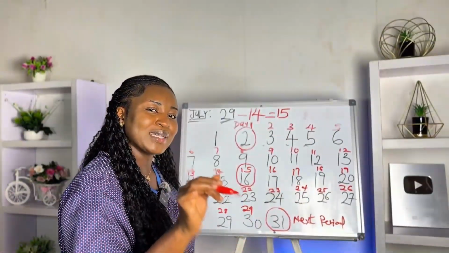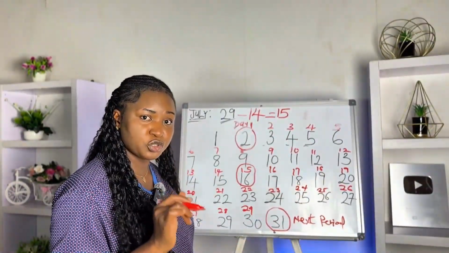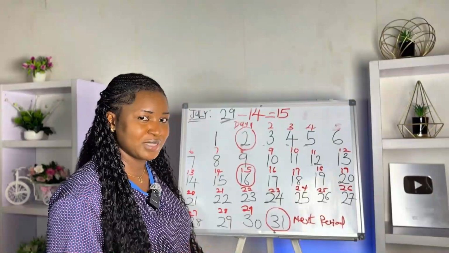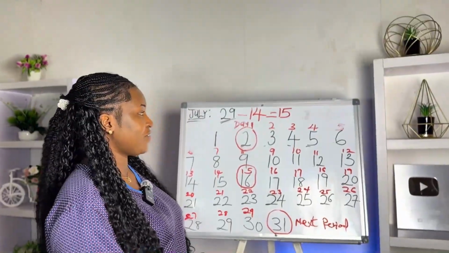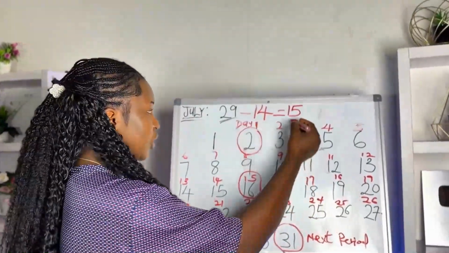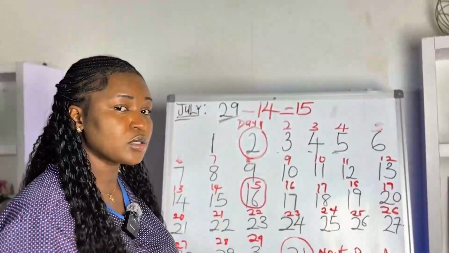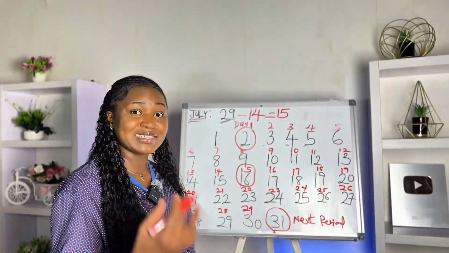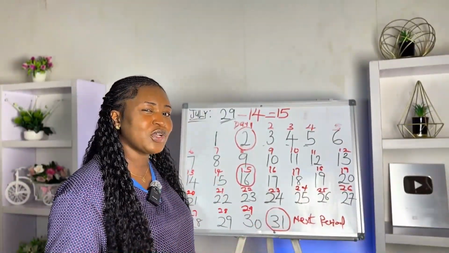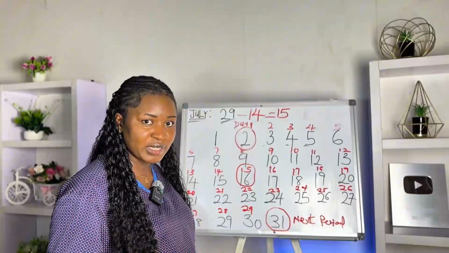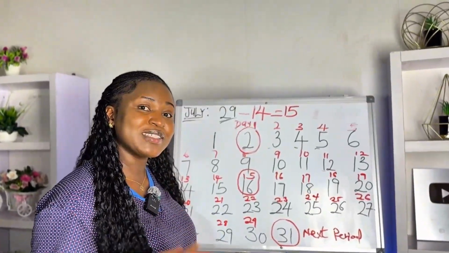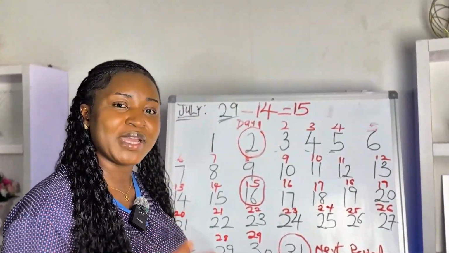Now, this is one part I need you to pay close attention to. Ovulation day is not always precise. You can't just say, now I have calculated and I know I'm going to ovulate on the 15th, and you dwell on that. No, this calculation just gives you an estimated day of ovulation. It gives you an idea of when you're going to ovulate. So it's not always guaranteed. To be on the safer side, we use the plus and minus 2 method.